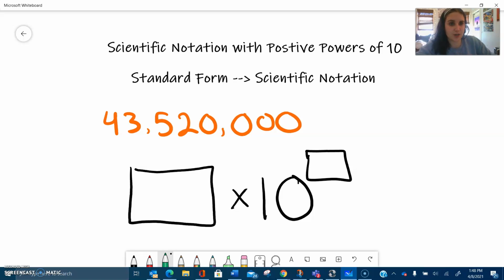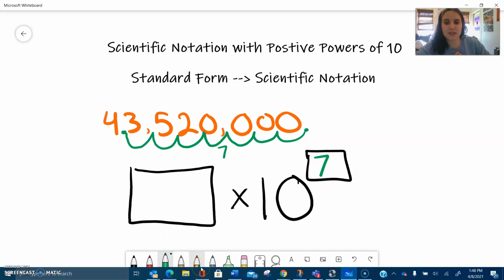To start, put a decimal point at the end of the big number. We're going to move this decimal point so that it ends up right after the first digit. That's where we want to move the decimal point to. The amount of places we move it tells us what our exponent is. So 1, 2, 3, 4, 5, 6, 7. We moved the decimal 7 places, so that's the exponent of our power of 10.